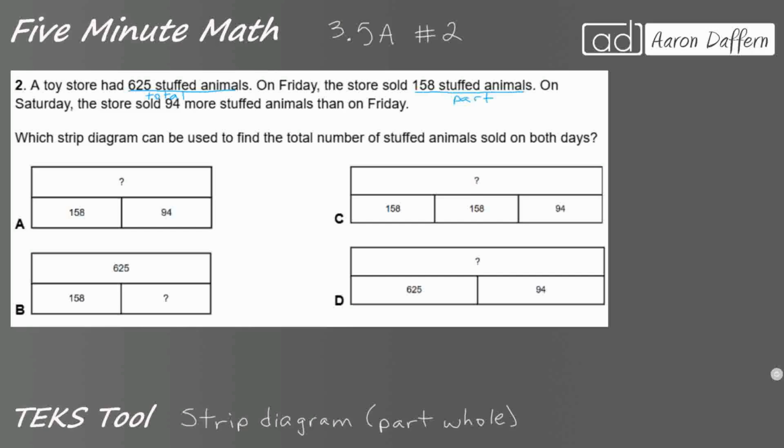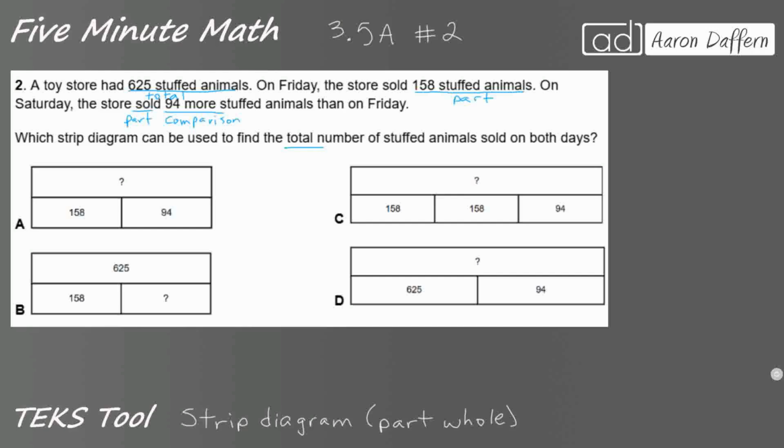And on Saturday, the store sold 94 more stuffed animals than on Friday. So 94 more. So we have a comparison between Saturday and Friday. And this is also another part. So it looks like we've got two parts. One part we're going to have to compare with another part to figure out what it is. But take a look at the question. Which strip diagram can be used to find the total?